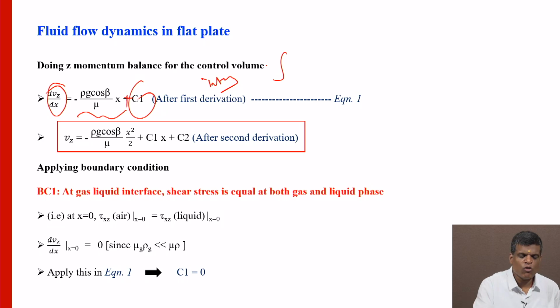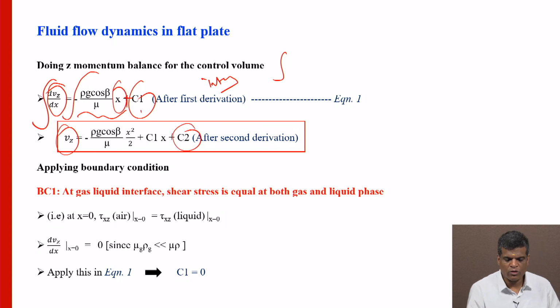We integrate one more time the same equation. Then v z equals minus rho g cos theta x square by 2 plus c1 x plus c2, one more constant that appears after the second integration.